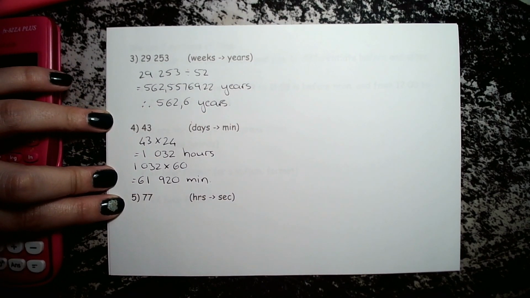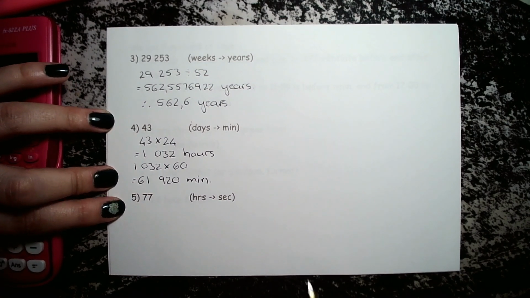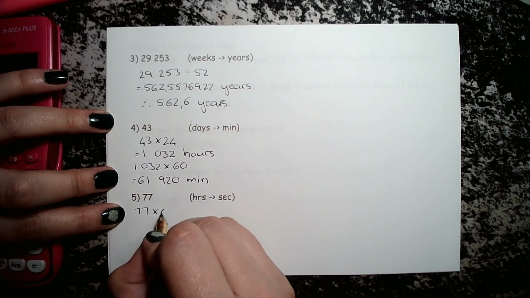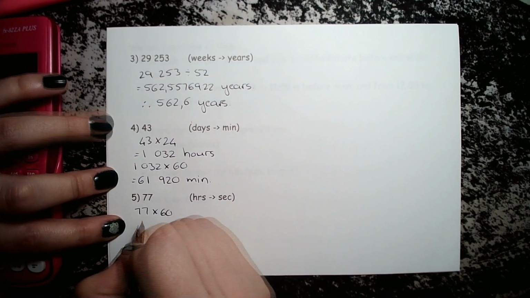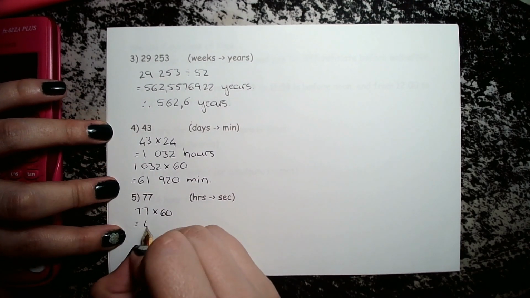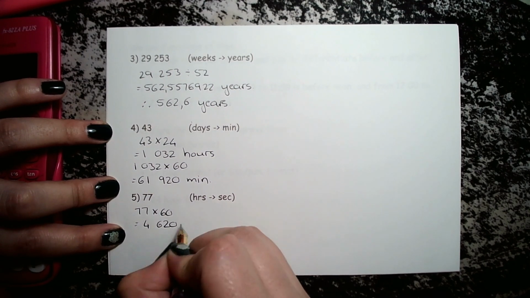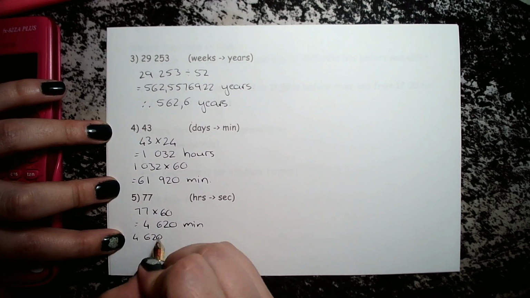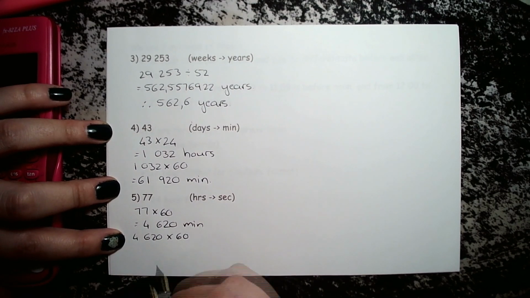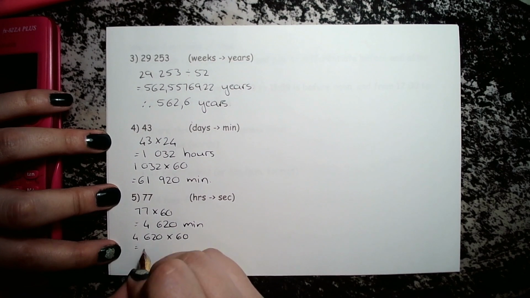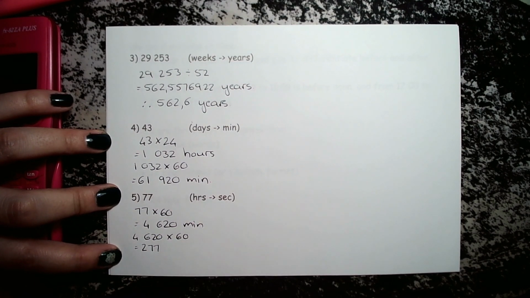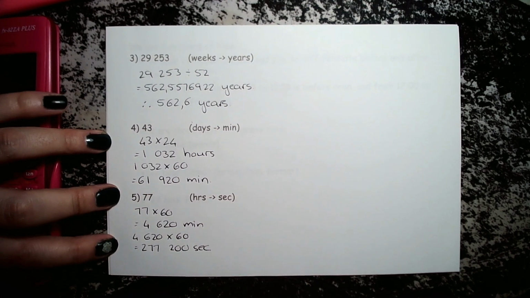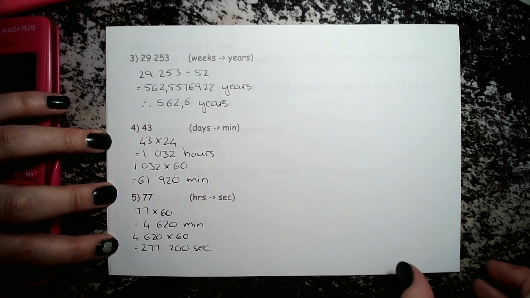For number 5, 77 hours into seconds. 77 hours times 60, because there are 60 minutes in an hour. That gives us 4,620 minutes. 4,620 minutes times 60 seconds in a minute gives us 277,200 seconds in 77 hours.